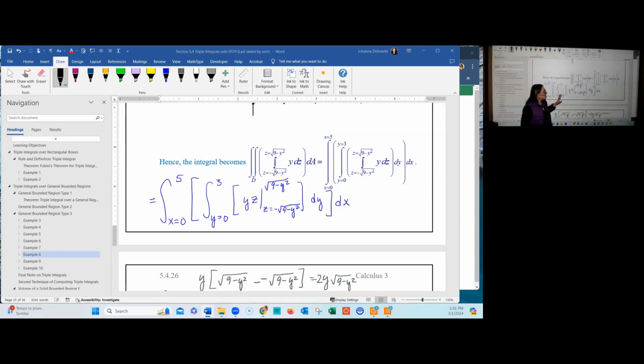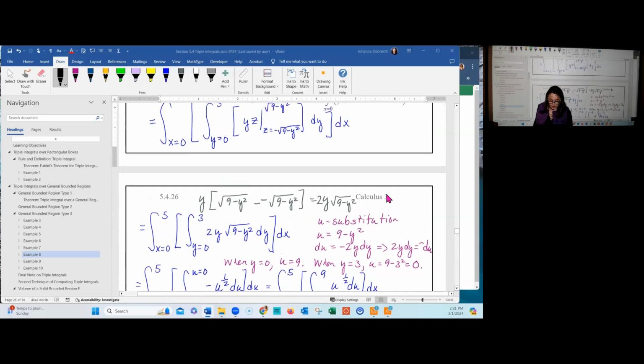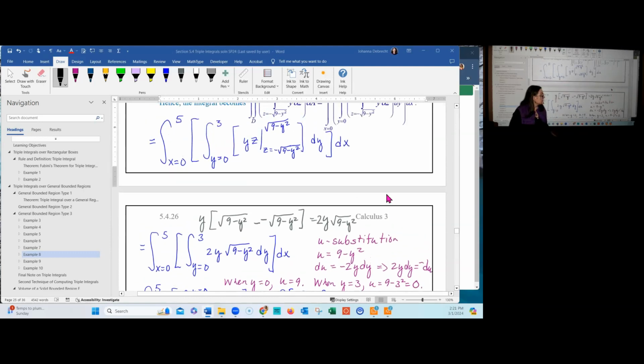When we integrate the integrand y with respect to z, y is a constant, so we get yz evaluated between negative root 9 minus y squared to positive root 9 minus y squared. This will enable us to then write that we have 2y times the root of 9 minus y squared as our new integrand, because a double negative makes it, of course, an addition.